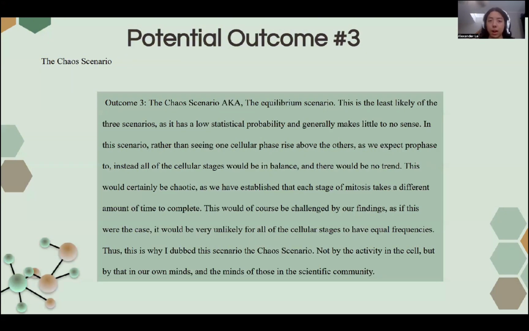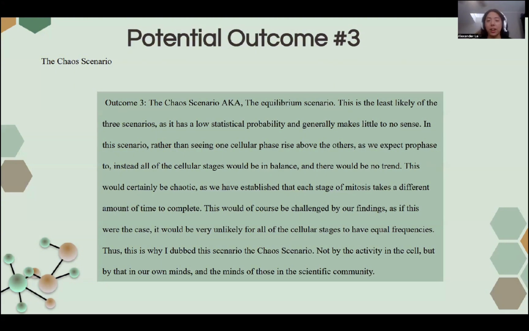Now, there's also outcome 3, the chaos scenario, as I called it, or the equilibrium scenario. To be frank, this is the least likely of the 3 scenarios. It's very low statistical probability and generally makes little to no sense, but it's still a possibility, and so I'm still going to outline it for the sake of argument.